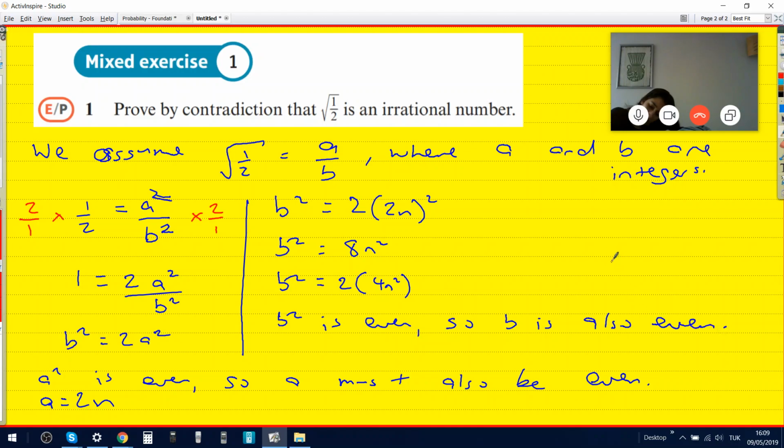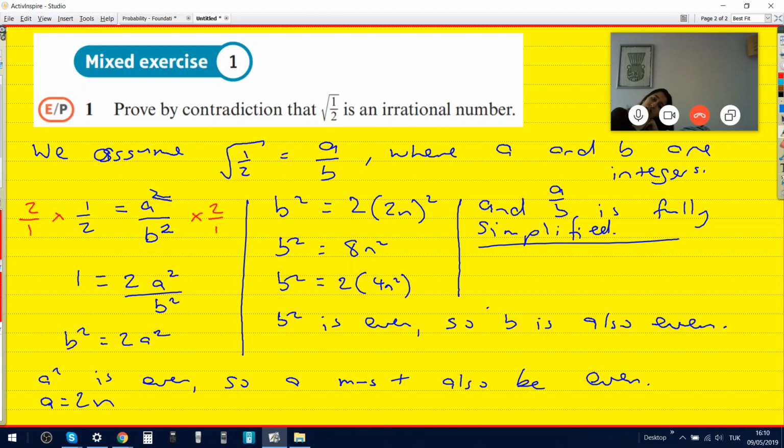What is the contradiction? That it would be an irrational number. We said a over b is fully simplified. But two even numbers could both be divided by 2, and so it's not fully simplified. And so it's proof by contradiction.